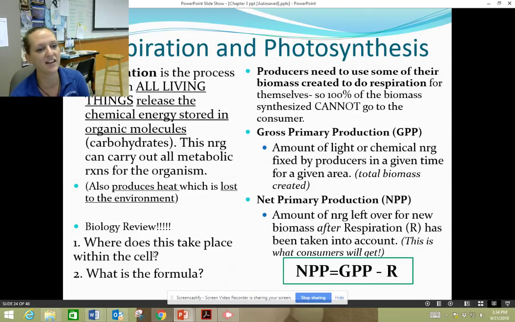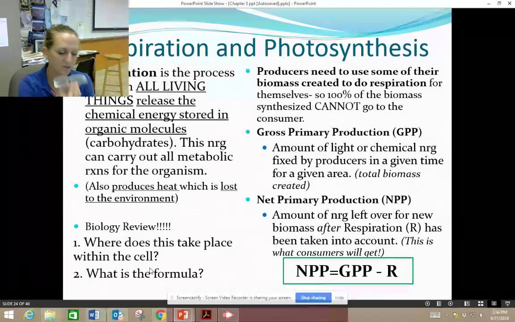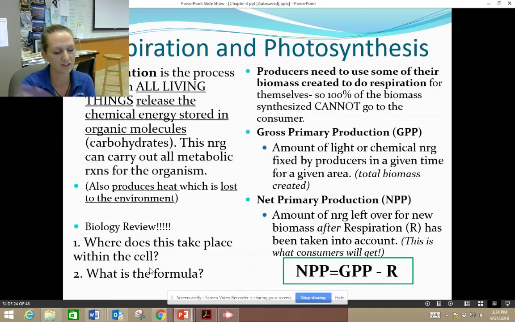This takes place in the mitochondria of the cell. The formula is glucose, C6H12O6, plus 6O2, oxygen, yields 6 water molecules and 6 carbon dioxides and about 36 ATPs, adenosine triphosphate molecules. So we breathe out the leftovers from that. We breathe out carbon dioxide, we breathe out water. That's why we breathe on our glasses, because we're condensing water molecules on there. When it's cold, your water molecules condense as soon as you breathe.